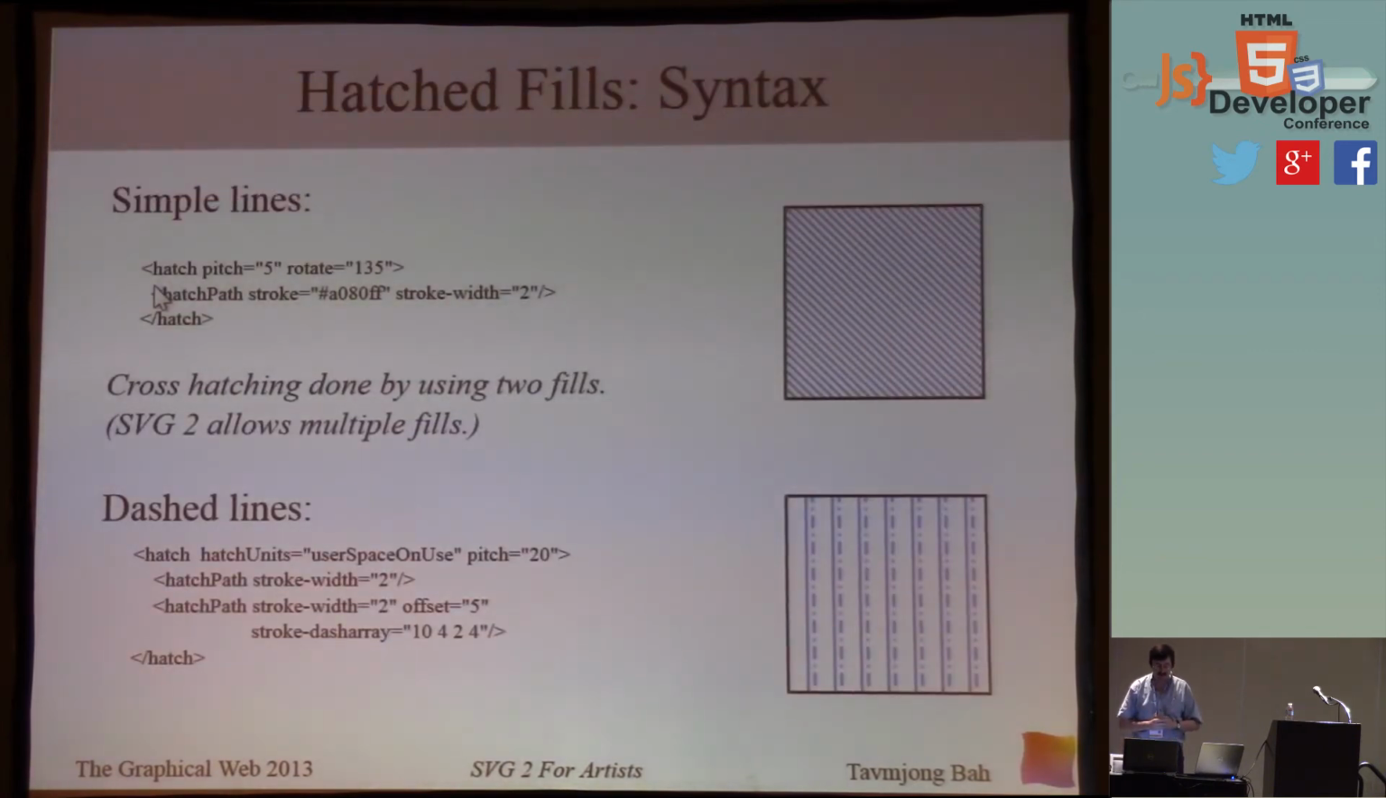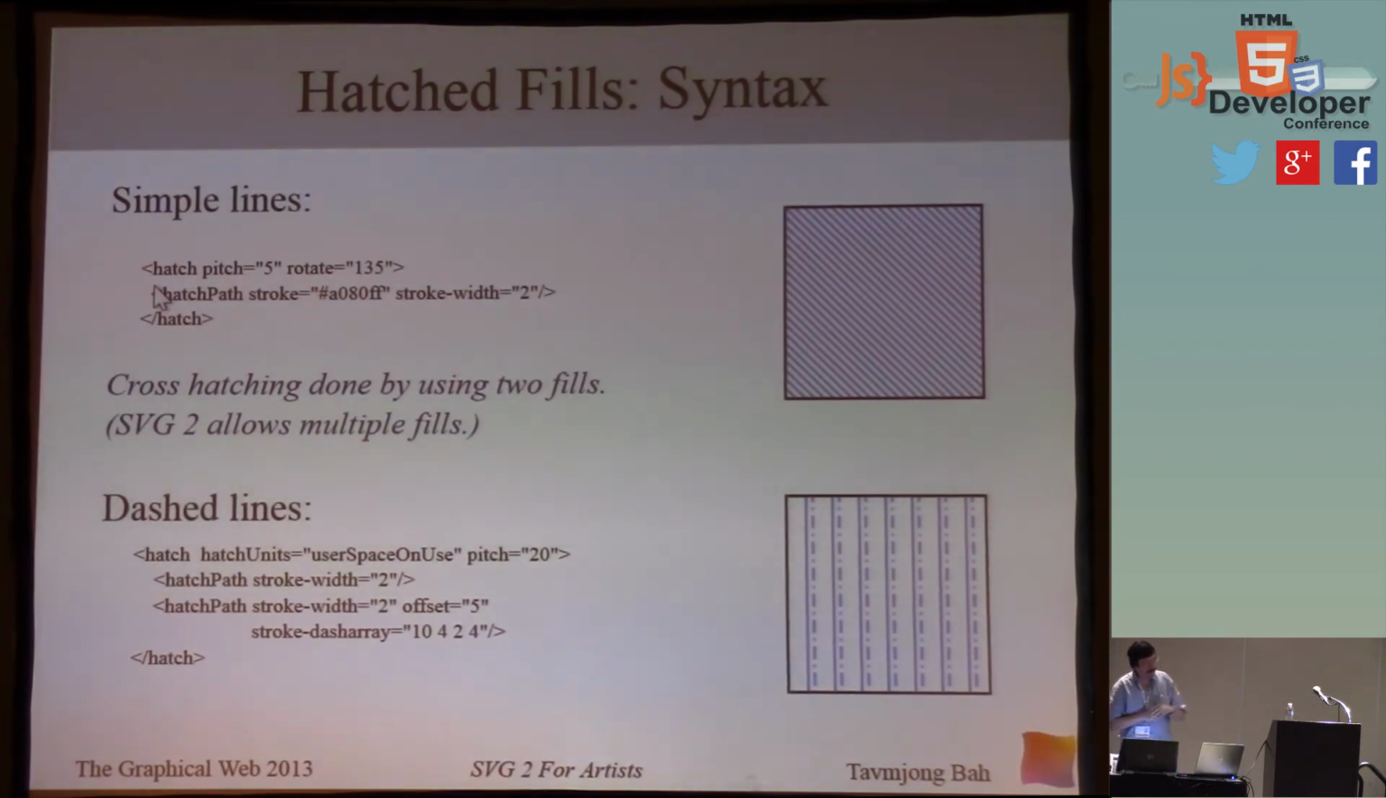And here are some examples. Here's an example of a line. You basically just specify the pitch, that is the distance between the lines, and the angle. And then you can do cross-hatching by doing it twice with different rotations. SVG2 will allow you to have multiple fills on an object, on a rectangle or circle or something. You can stack them. So you can have a gradient underneath, and then you can have a hatching, or you can have multiple hatchings.